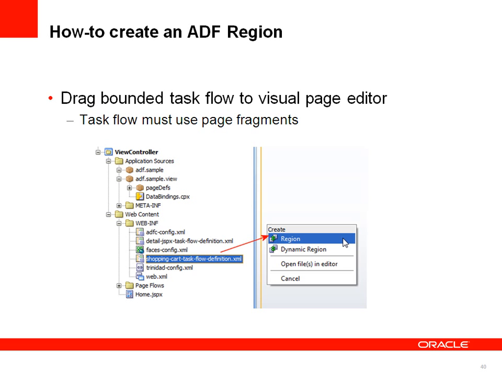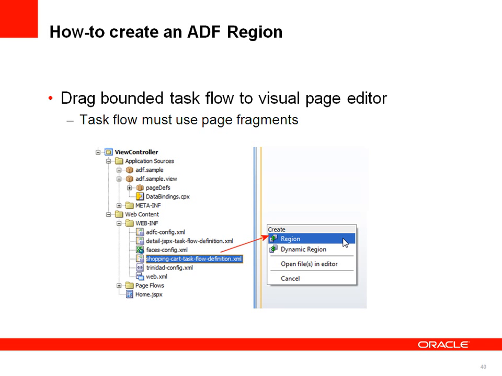You just take the definition of a bounded task flow and drag this into the visual editor of a page or page fragment. In the context menu you see two options, region or dynamic region. If you select the region option, then this creates a static region configuration.